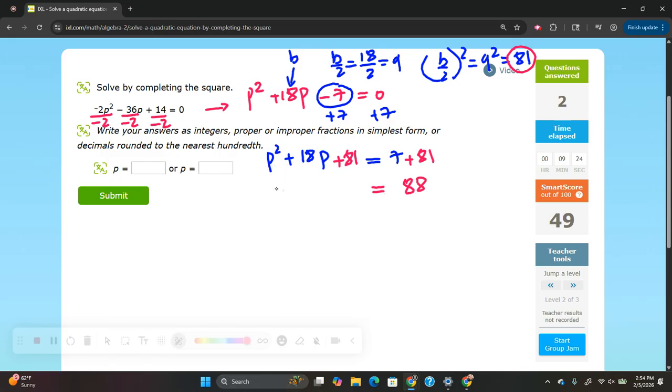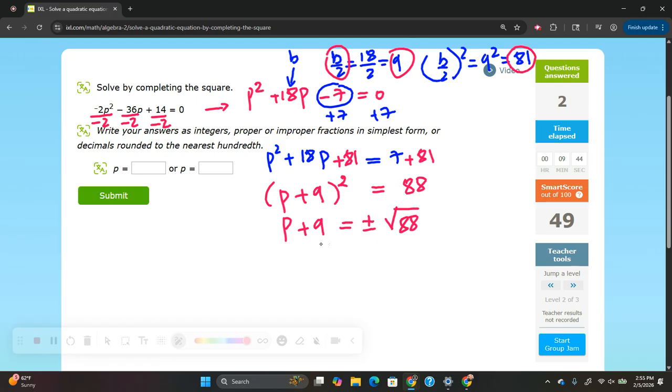The left side is a perfect square: p plus b over 2. b over 2 is right here, which is 9. So here we go. I take the square root on both sides. I got p plus 9 equals plus or minus the square root of 88.